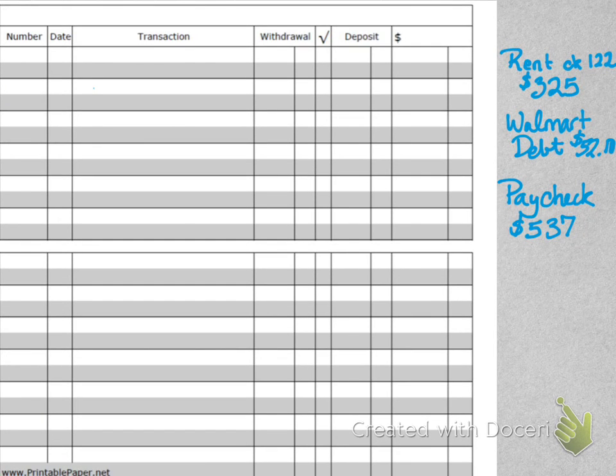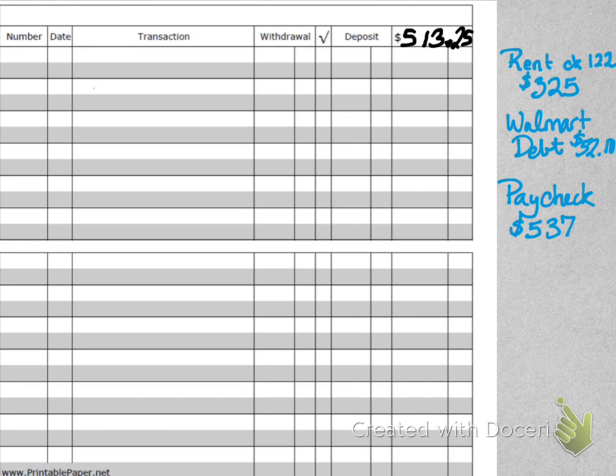Today we're going to learn how to keep track of your records using a check register. This is to keep track of all the things that come in and out of your bank account, similar to what we did when we played the game of Life, how we kept track of everything that's happening with your cash. So let's start off with what we have in our bank account at the start of this: $513.25.